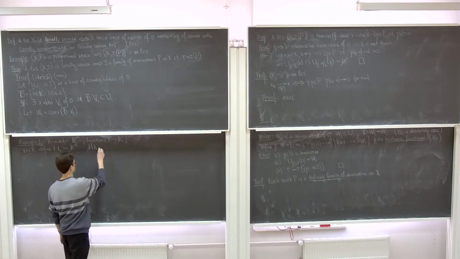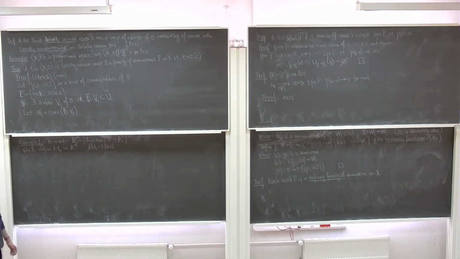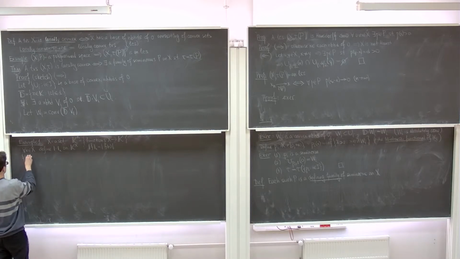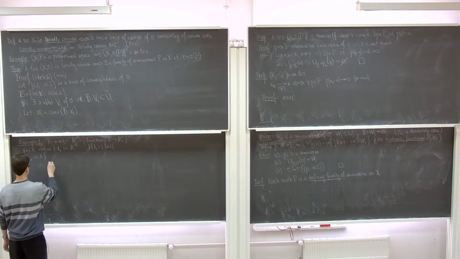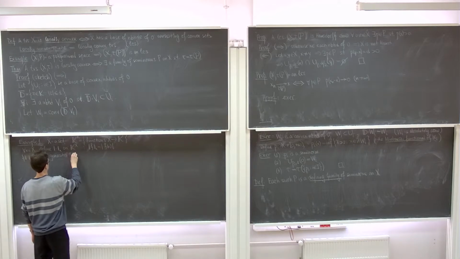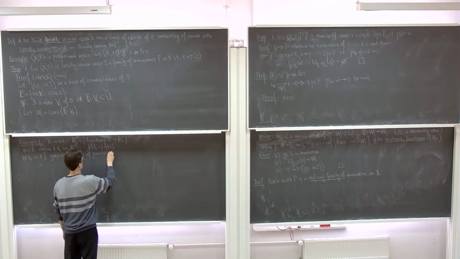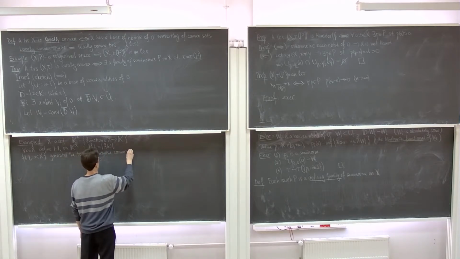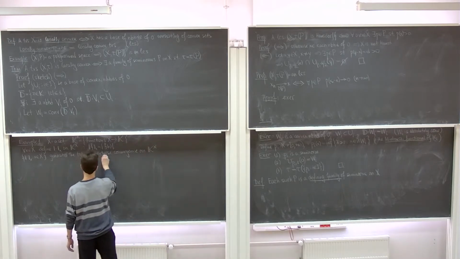This is just the absolute value of f of x. So clearly this is a seminorm. And the resulting family of seminorms on k to the power X generates the so-called topology of pointwise convergence on k to the power X.